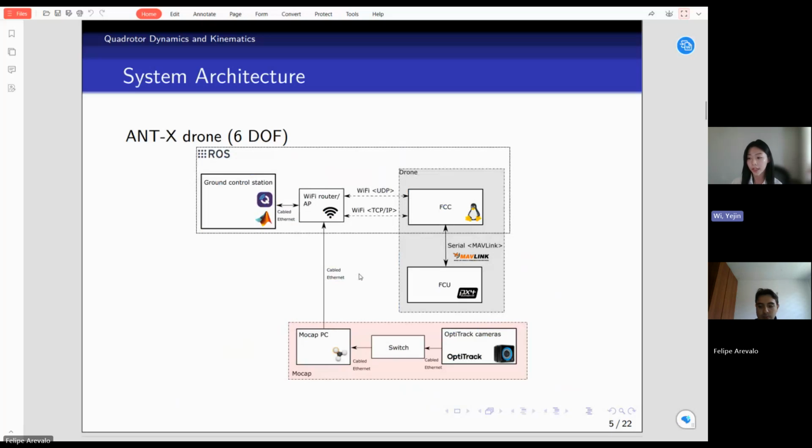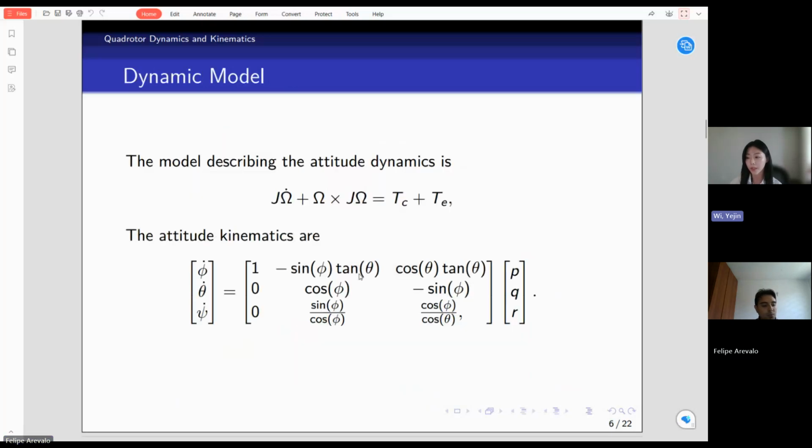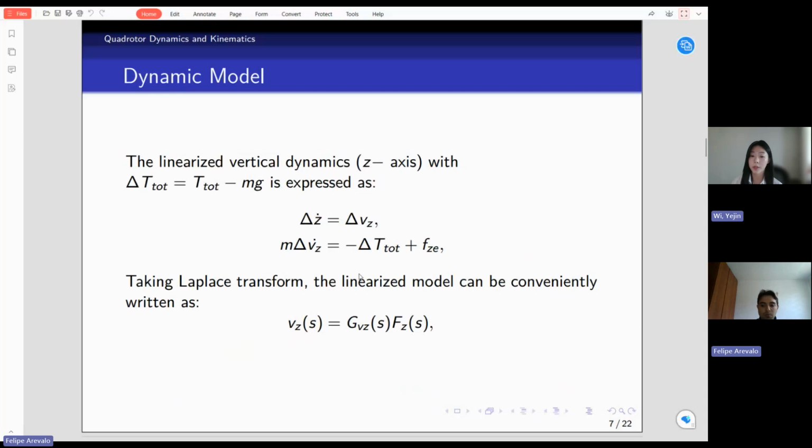And in the next slide, we have simple details of the quadrotor's mathematical model in terms of its attitude dynamics, and its kinematic equation for Euler angles is expressed in this slide. And in the next slide, we have the quadrotor's mathematical model in terms of its translation dynamics. In this paper, we talk about only the vertical axis, so the translation dynamics are narrowed down to the vertical model. And here is a linearized model obtained by taking the Laplace transform.